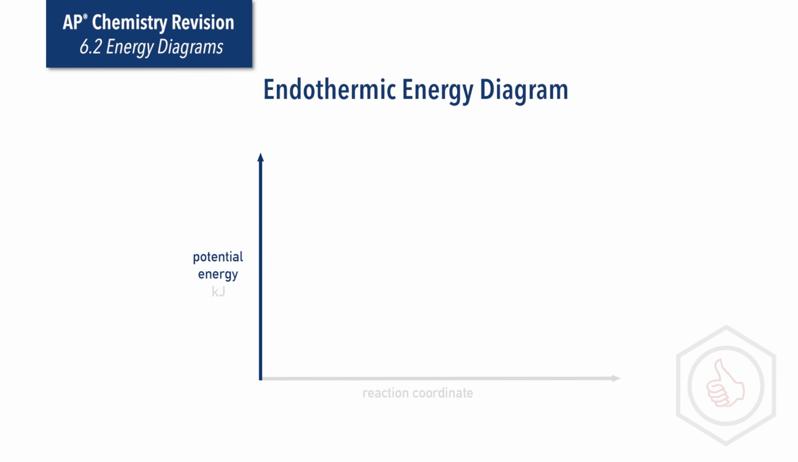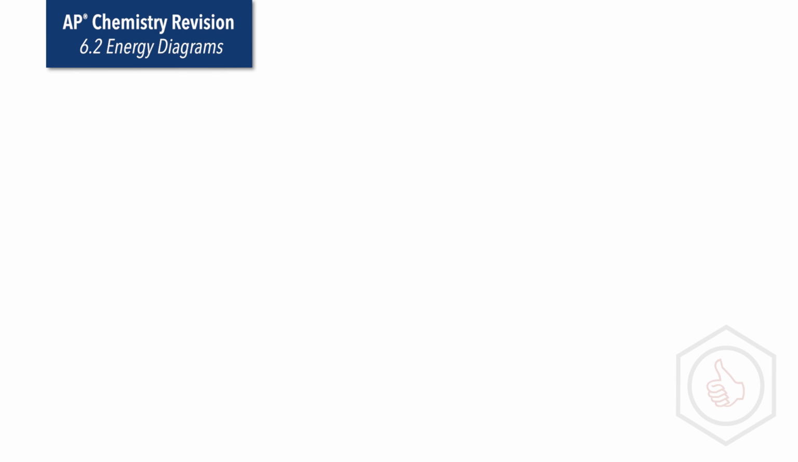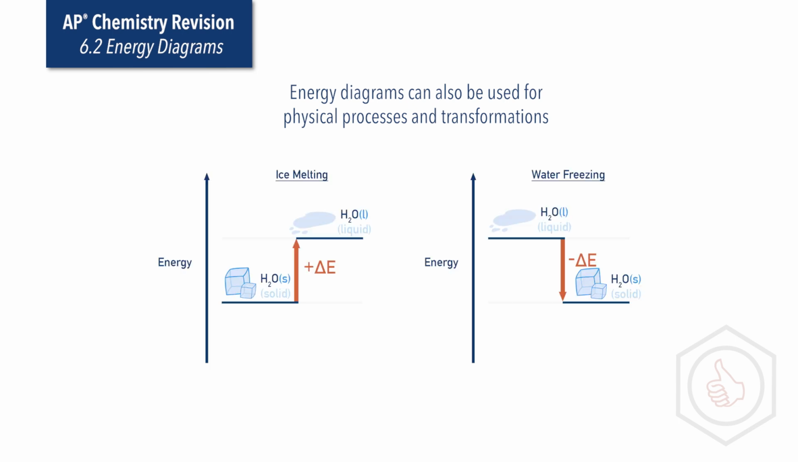For an endothermic energy level diagram, the products will be shown at a higher energy level than the reactants. And again, the difference between them is the energy change during the reaction, with this energy coming from the surroundings. Energy diagrams also apply to phase changes and other physical processes and transformations. For example, ice melting and water freezing can be shown on an energy diagram.